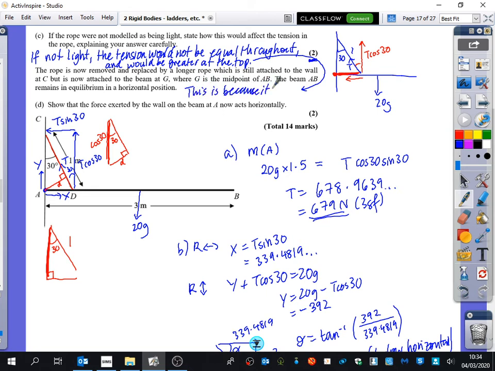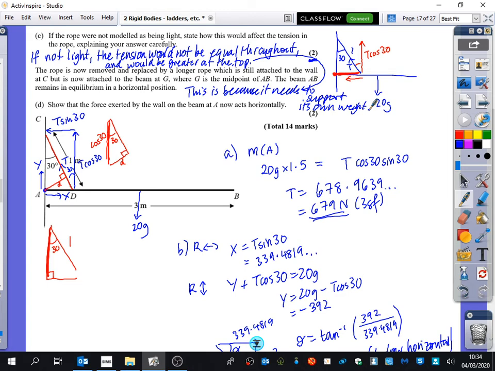This is because it needs to support its own weight. It needs to support its own weight that's at the top. So that's why it's a 2-mark question. You can't just say one thing for that one.